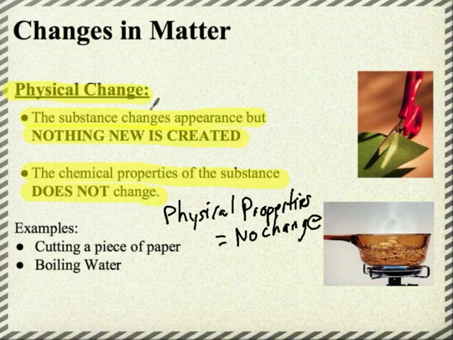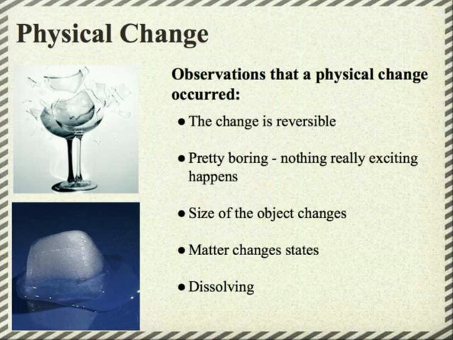So how do we know when matter goes through a physical change? Here are a bunch of different clues that can tell you. The number one question that you should always ask yourself, and I'm going to say this over and over again in class, is: is the change reversible? When I say reversible, I mean it's really easy to change back. For example, if I melt an ice cube, it's pretty easy for me to reverse that and make it back into ice. All I have to do is take that ice and put it back into the freezer, and I get that.